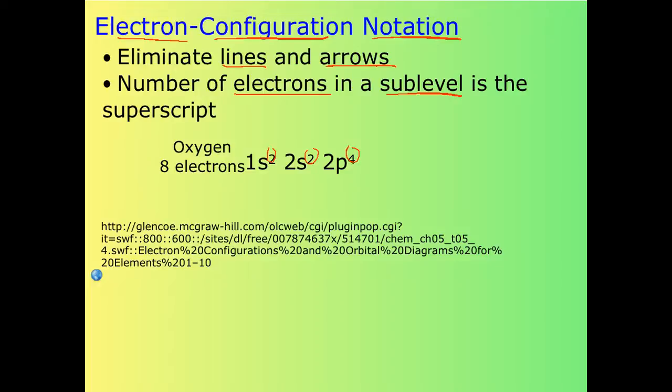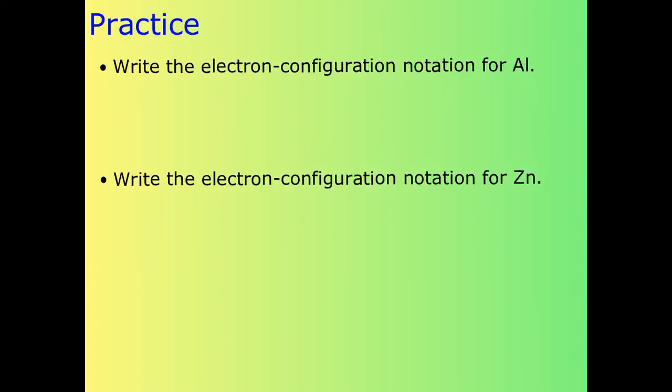So this was oxygen we saw earlier with 8 electrons. So this shows 2 electrons in the 1s sublevel, 2 electrons in the 2s sublevel, and 4 electrons in the 2p sublevel. So all that together shows the electron configuration notation. Alright, we're going to practice. We're going to use the same 2 elements that we used in the notes previously.